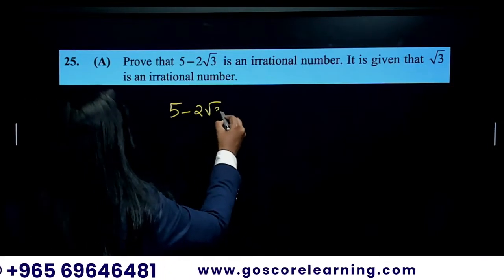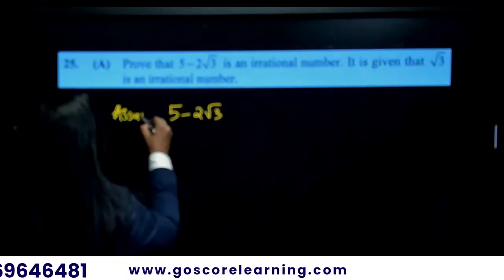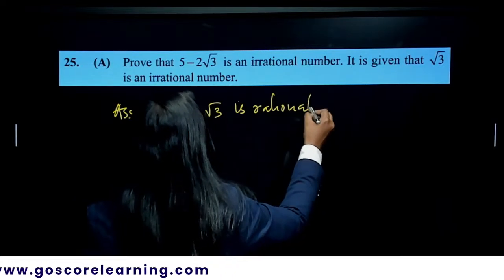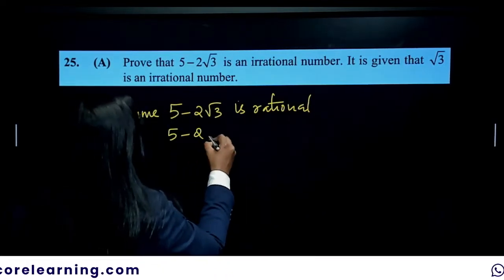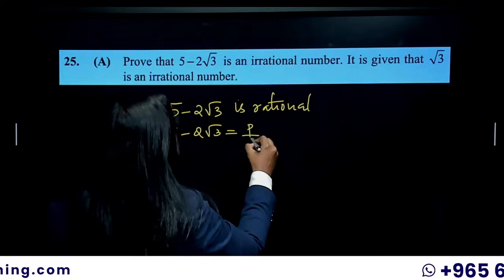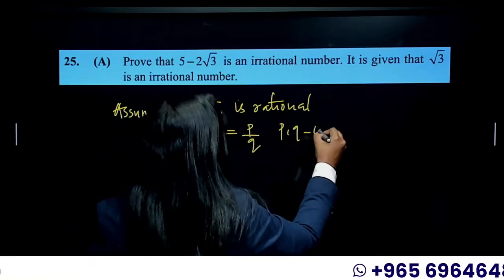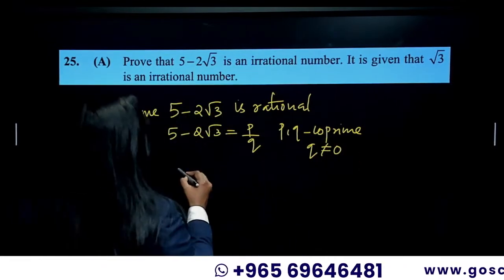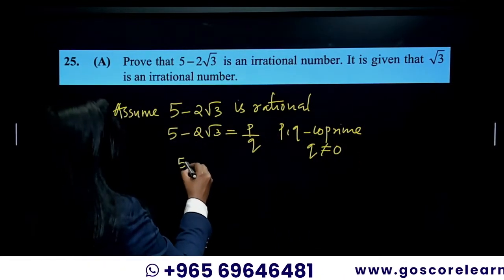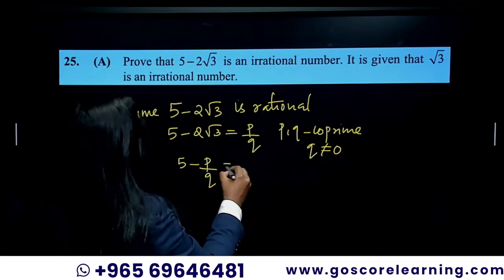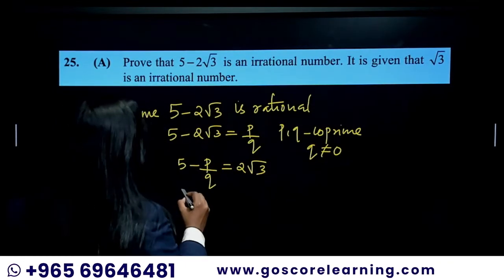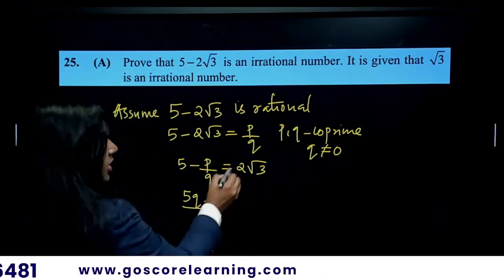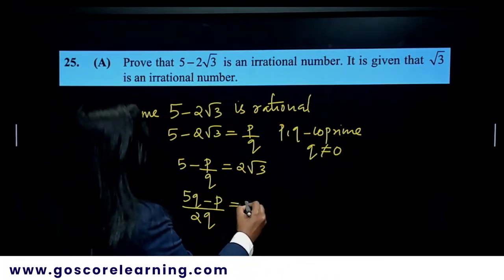So we need to prove that 5 minus 2 root 3 is an irrational number. We assume that 5 minus 2 root 3 is rational. And if it is rational, it can be written as p by q, where p and q are co-prime integers and q not equal to 0. Then take 2 root 3 to the other side. 5 minus p by q is equal to 2 root 3, or (5q minus p) by q. Take 2 to this side: (5q minus p) by 2q is equal to root 3.